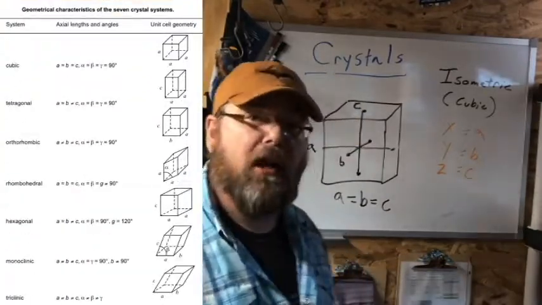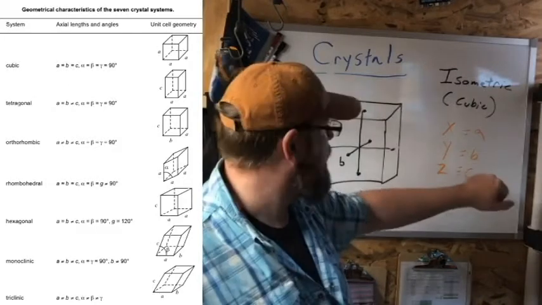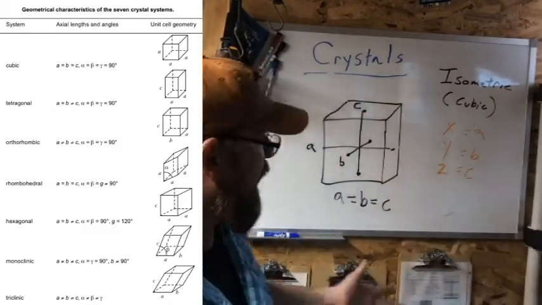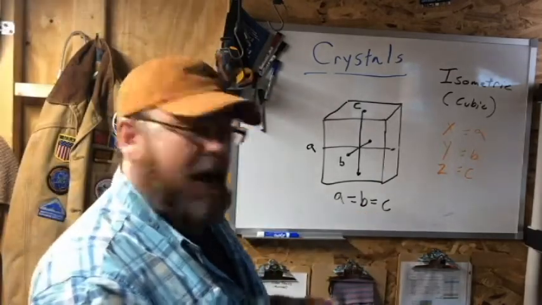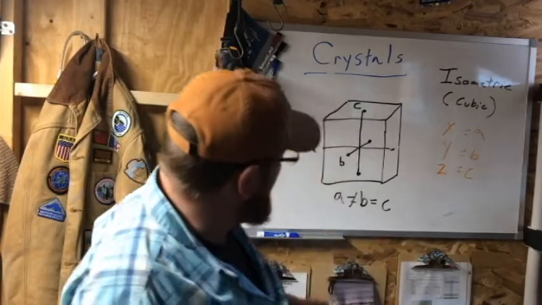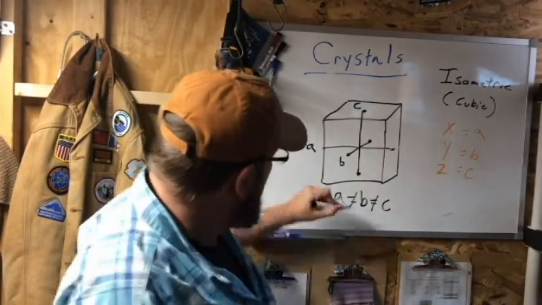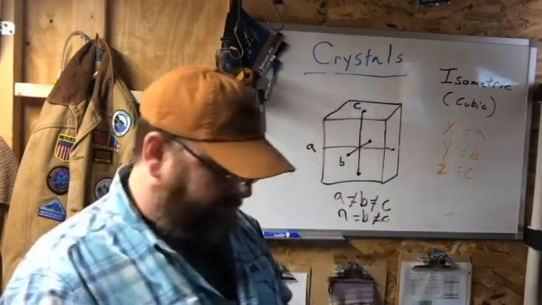I can show it to you. Sometimes people will call these different things. Like this will be A1, A2, A3, but it's all the same stuff. So your A is equal to your B is equal to your C. In other systems, it might not be that way. Your A and B may not be equal, or in some, none of them are equal, or in other ones, A is equal to B but not equal to C, etc., etc.